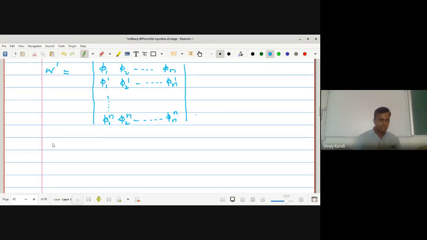Now look here. Since phi 1, phi 2 up to phi n are solutions of L of y is equal to 0, phi 1 satisfies L of y, phi 2 satisfies L of y. L of y is a homogeneous differential equation with constant coefficient, sorry, variable coefficient.